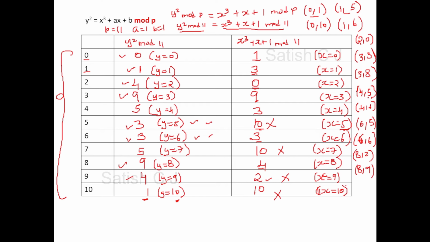3, 8, 4, 5, 4, 6, 6, 5, 6, 6, 8, 2, and 8, 9. So we have successfully identified all our points on the elliptic curve that is constructed over the set of all integers mod 11. So this is how you construct an elliptic curve, by identifying the points first. So we know the points, we can go and very well construct our curve.